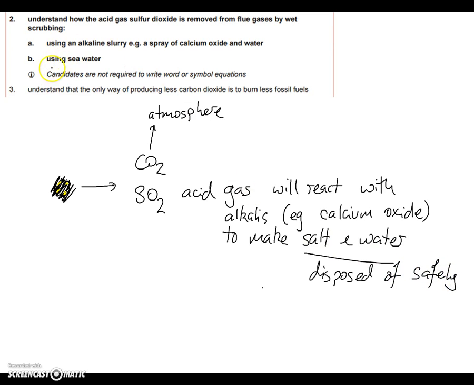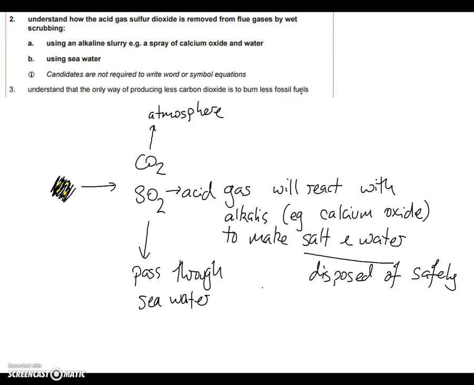Okay, and the other way of doing it is reacting it. So that'd be one way of doing it. So react with calcium oxide, or we can take the sulfur dioxide and we can just pass it through seawater. And other chemical reactions will occur which will stop the sulfur dioxide from getting into the atmosphere. Understand the only way of producing less carbon dioxide is to burn less fossil fuels.